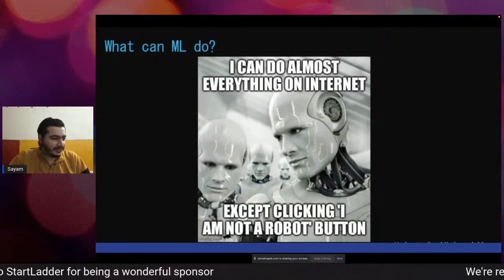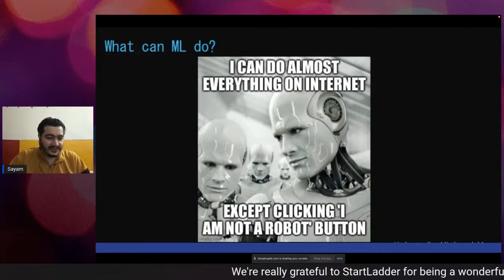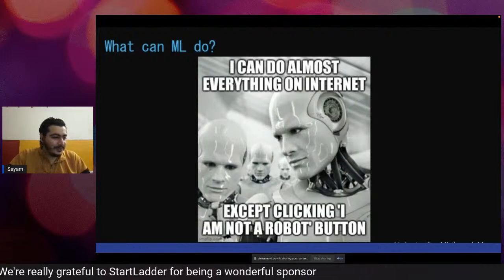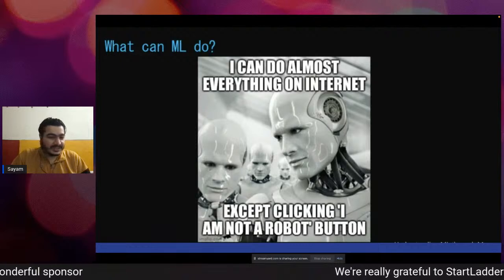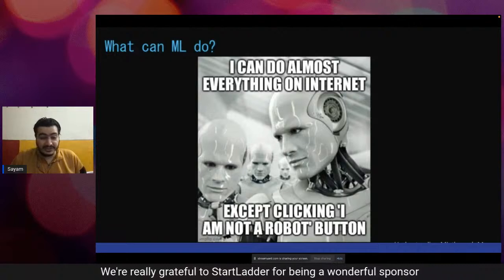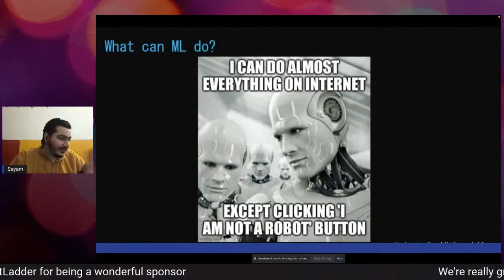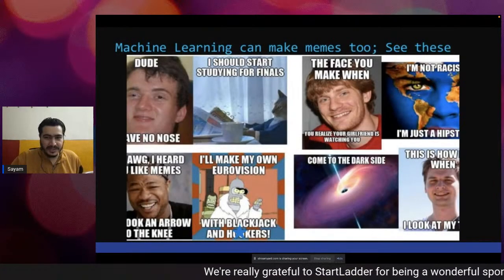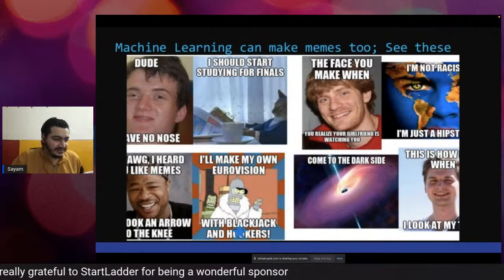Can you create a bot? It can do almost everything on the internet, but the majority of things it is failing at right now is clicking on that button where it says, "Hey, I'm not a robot." I do hope you have also seen this on a few different websites, and they are making it a lot more difficult these days, because they need to make sure the person entering the website is human, not a robot. So it can literally do a whole lot of things these days. And of course, machine learning can make memes too.